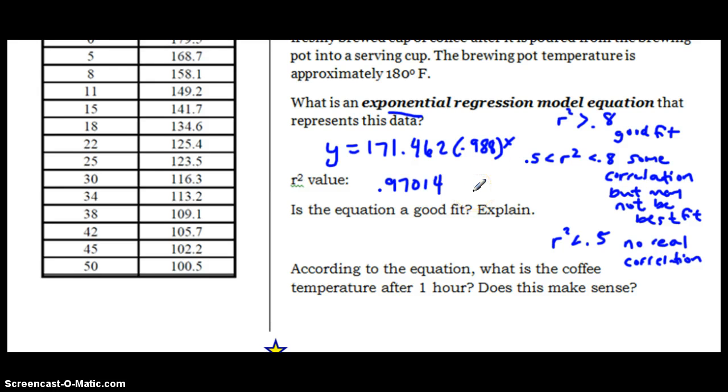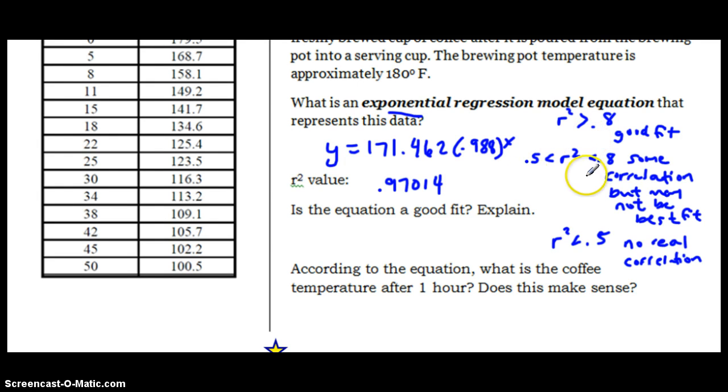Our r squared value is 0.97014. Now the question asks, is the equation a good fit? And remember how we looked at that r squared. We talked about how it should be closest to 1, which this is. So yes, it's definitely a good fit. But also remember that if it's above 0.8, it is a good fit.